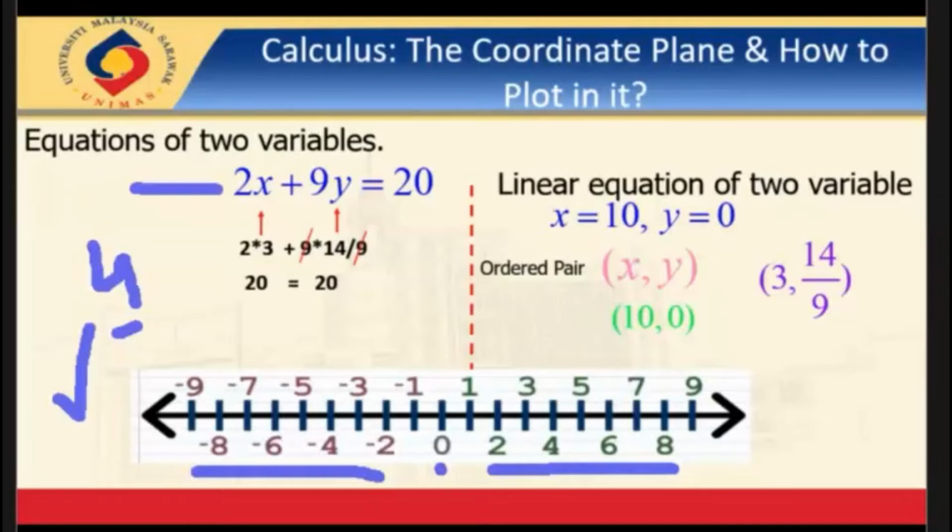Okay, I think Alex, your internet is slow or has a problem. You are getting in and out of the meeting. Okay, yes, good. So 0 is not negative, not positive.